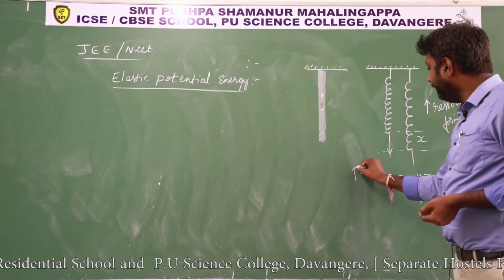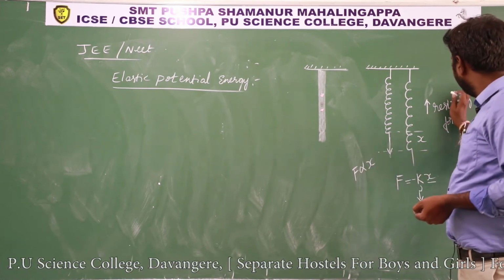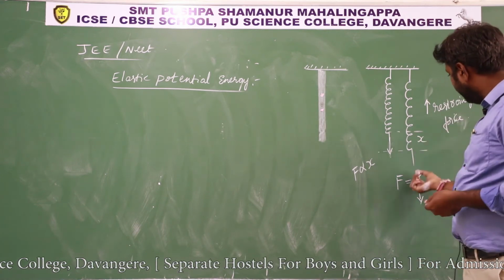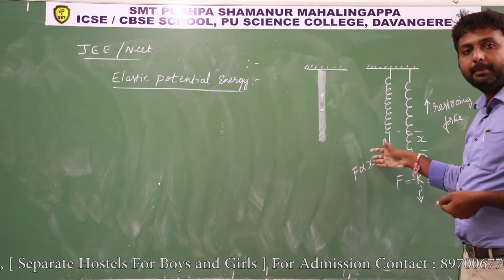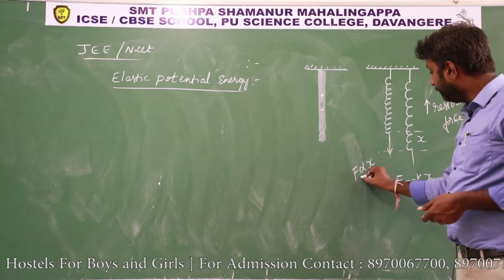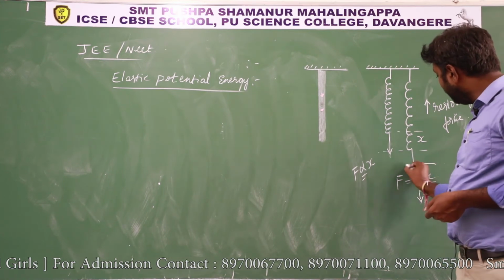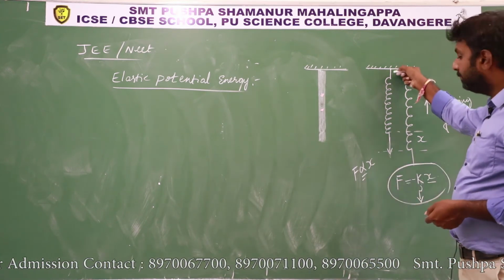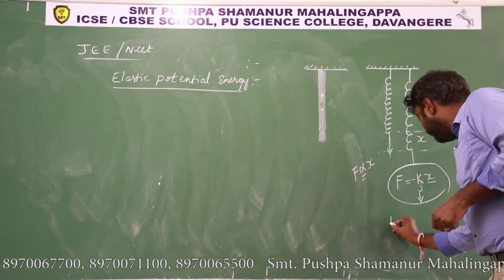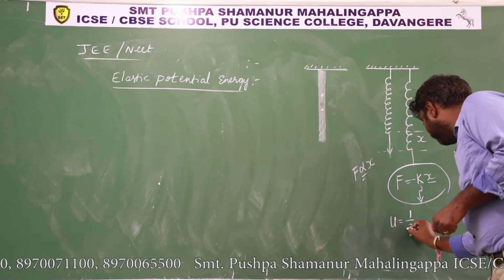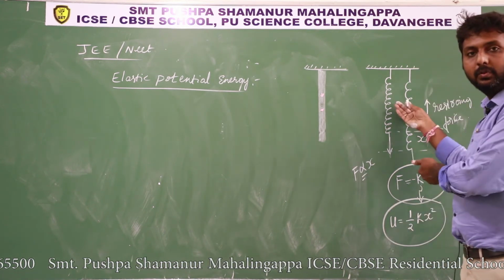That means F is directly proportional to displacement, where F is the restoring force. So the more displacement you do, the more restoring force will develop in the spring. So F is directly proportional to x, and its proportionality constant is K. It depends again upon the nature of the material. This formula is for the restoring force of a spring. Okay, then how much potential energy will develop here? The potential energy formula is given as half kx square.